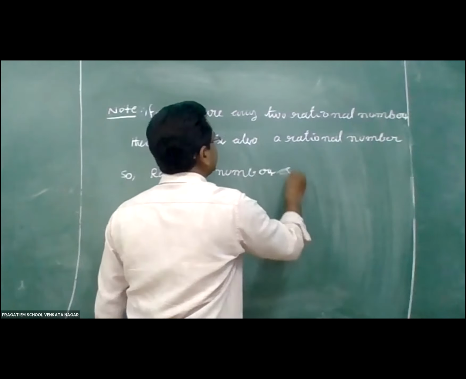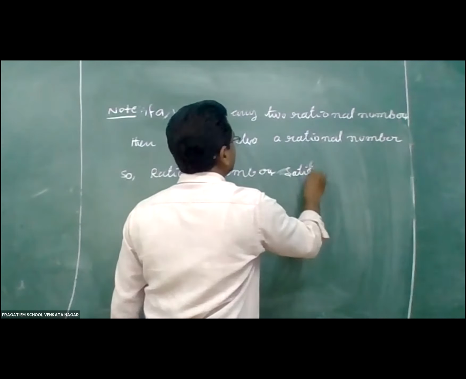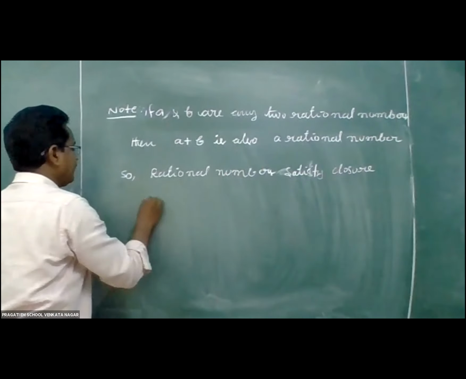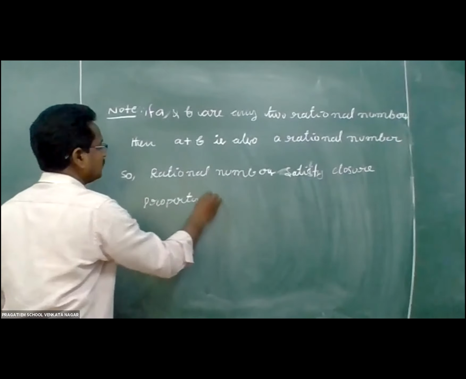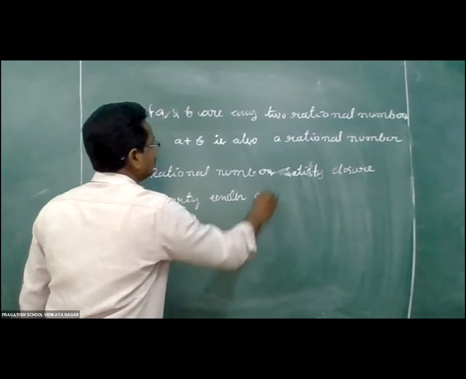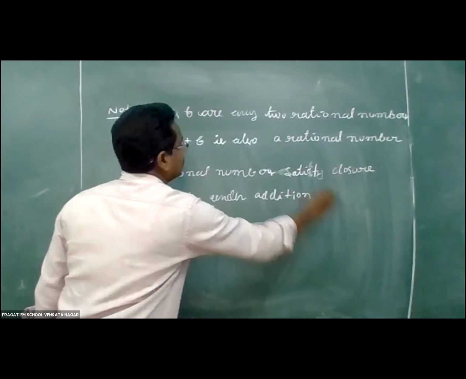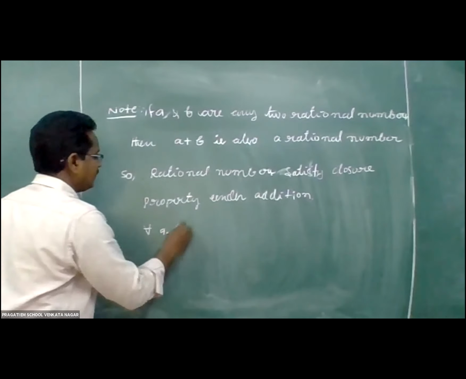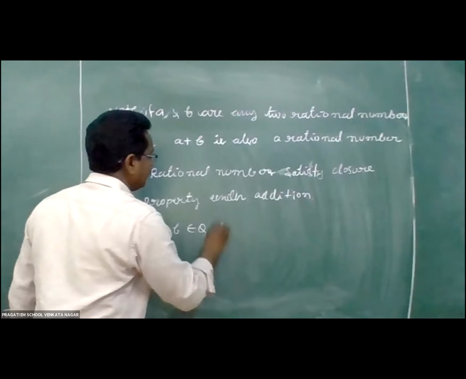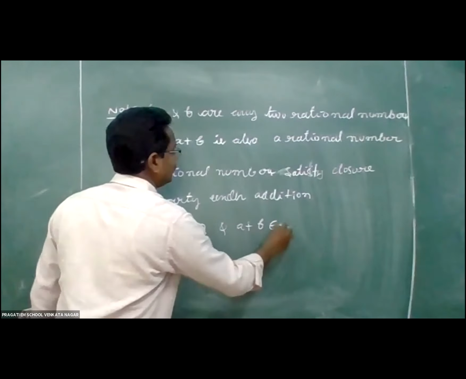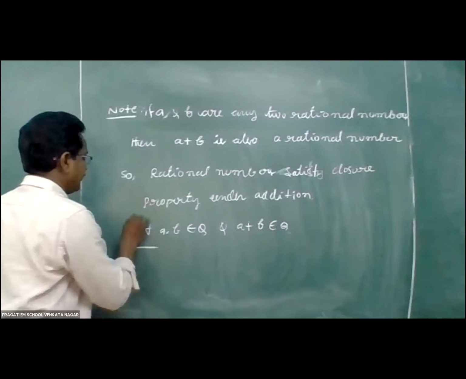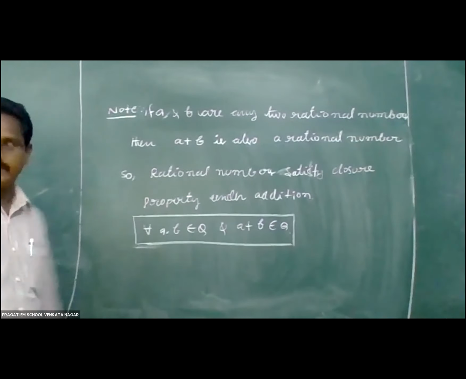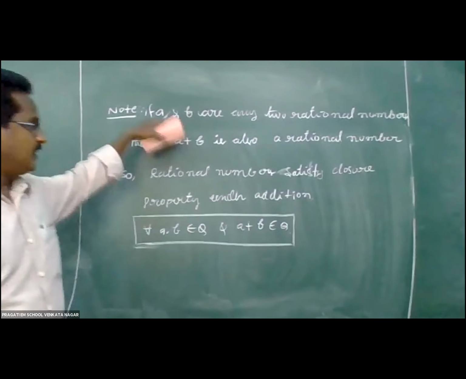Rational numbers satisfy closure property under addition. Now it can be read: for all A, B belongs to Q, A plus B belongs to Q. Just we can write like this. Write down, children.